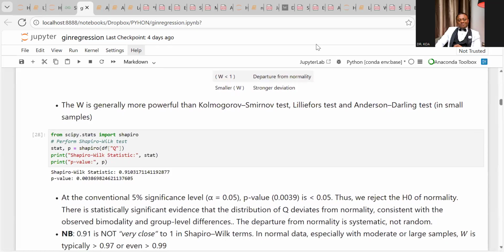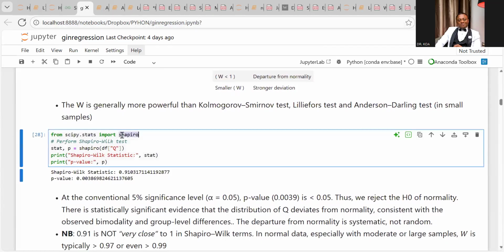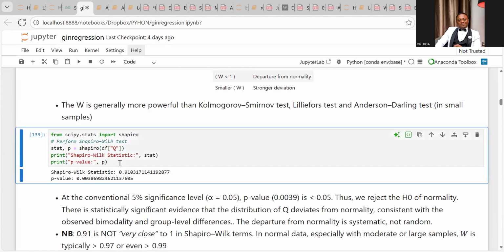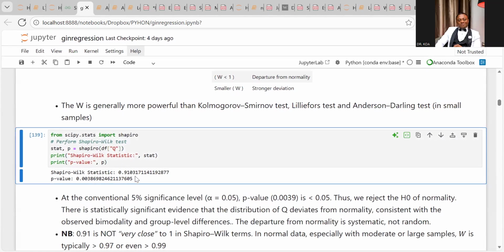So you can see that in the first command here, I've commandeered the Shapiro. And I'm doing a Shapiro test of K, which is inside the DF data. If you do that and you run, you get a result. The next run will give you the nitty-gritties of the result. And then finally, you will have the p-value. Let's show the result. So that's the result you see there.